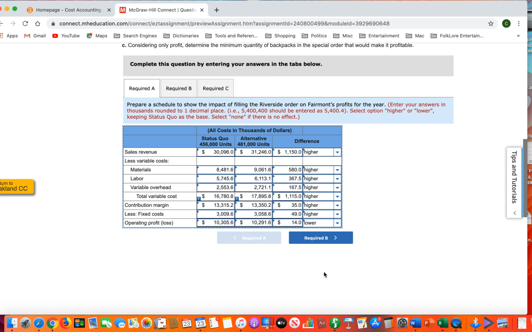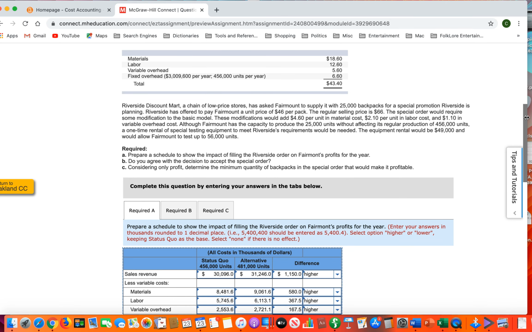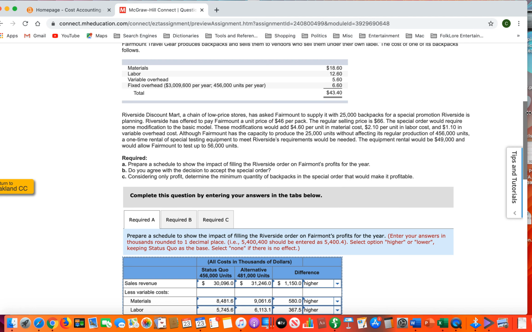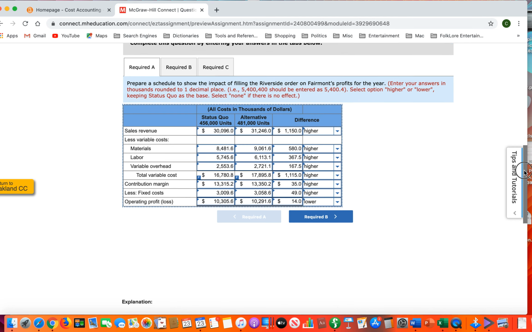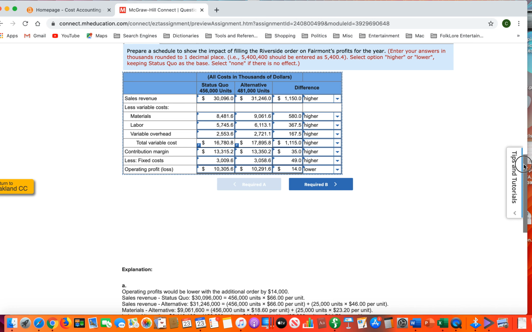But I just simply looked at the difference. So I said 25,000 at $46 each. Then the new variable cost is $44.60. We figured that out earlier, because if you add up all these additional costs to direct material, direct labor, and variable overhead, you come up with a new variable cost of $44.60 as opposed to $36.80.